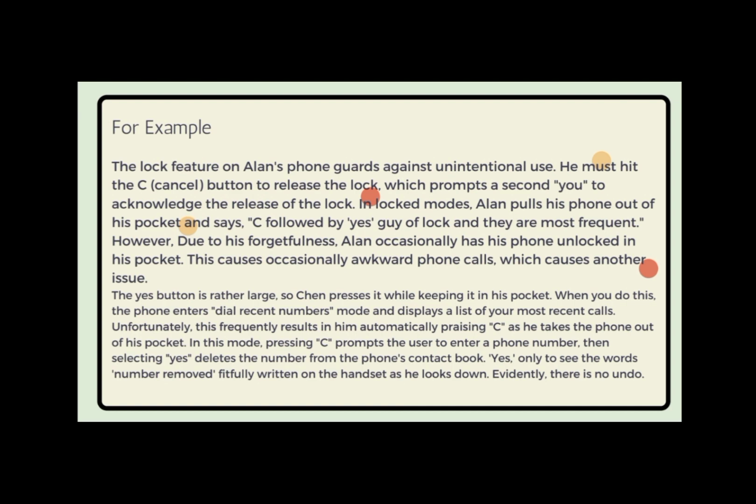Pressing C prompts the user to enter a phone number, and then selecting yes deletes the number from the phone contact book. Yes only to see the words number removed, peacefully written on the handset. As the lock down eventually happens, there is no undo.